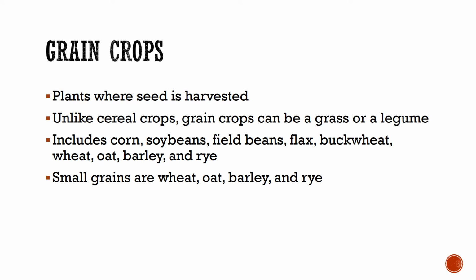So this is not a grass. So it's not a cereal crop because we're looking at the plant where the seed is harvested. So we could look at soybeans. In some cases, we can look at corn, field beans, flax, wheat, in some cases, barley, rye. And I'm sure some of you are going to be asking me, well, why can wheat and corn be a grain crop and a cereal crop? It's because we're using it for different foods and different ways of feeding different types of livestock and humans.